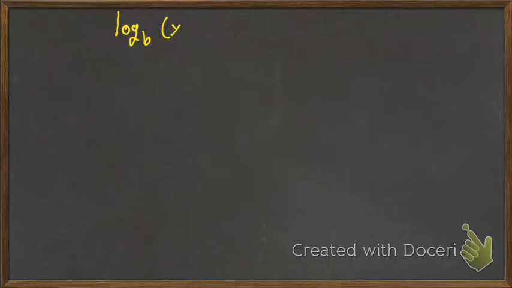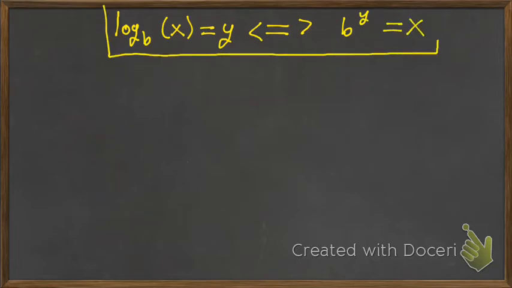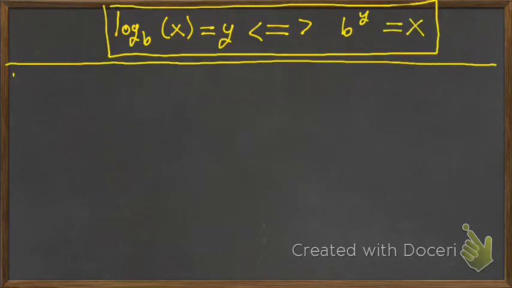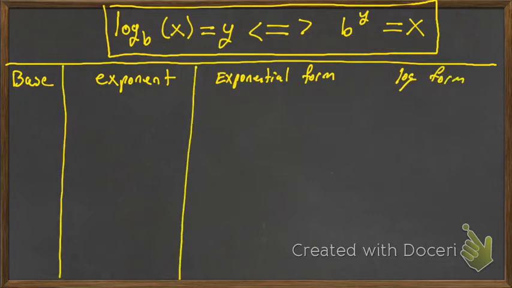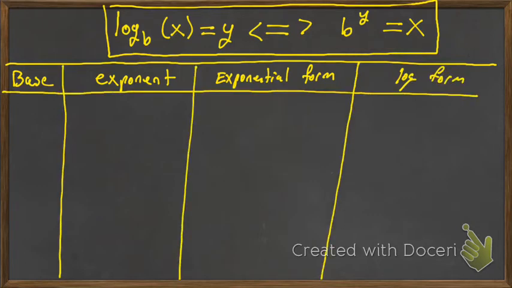Okay, so first thing I'm going to do is go ahead and write log base b of x is equal to y is equivalent to b to the y power is equal to x. Alright, so we'll just have that up in front, and we're going to make a table. And in this table we'll identify a base, an exponent, the exponential form, and the log form. Alright, and what's going to happen is we're going to start with the exponential form or the log form, or maybe I give you the base and the exponent. We've got to fill in the rest of the table.